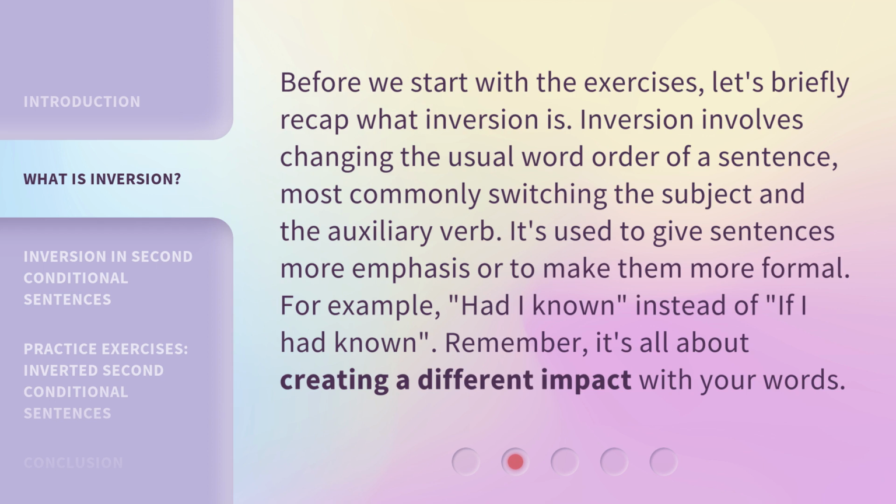Before we start with the exercises, let's briefly recap what inversion is. Inversion involves changing the usual word order of a sentence, most commonly switching the subject and the auxiliary verb. It's used to give sentences more emphasis or to make them more formal. For example, "had I known," instead of "if I had known." Remember, it's all about creating a different impact with your words.